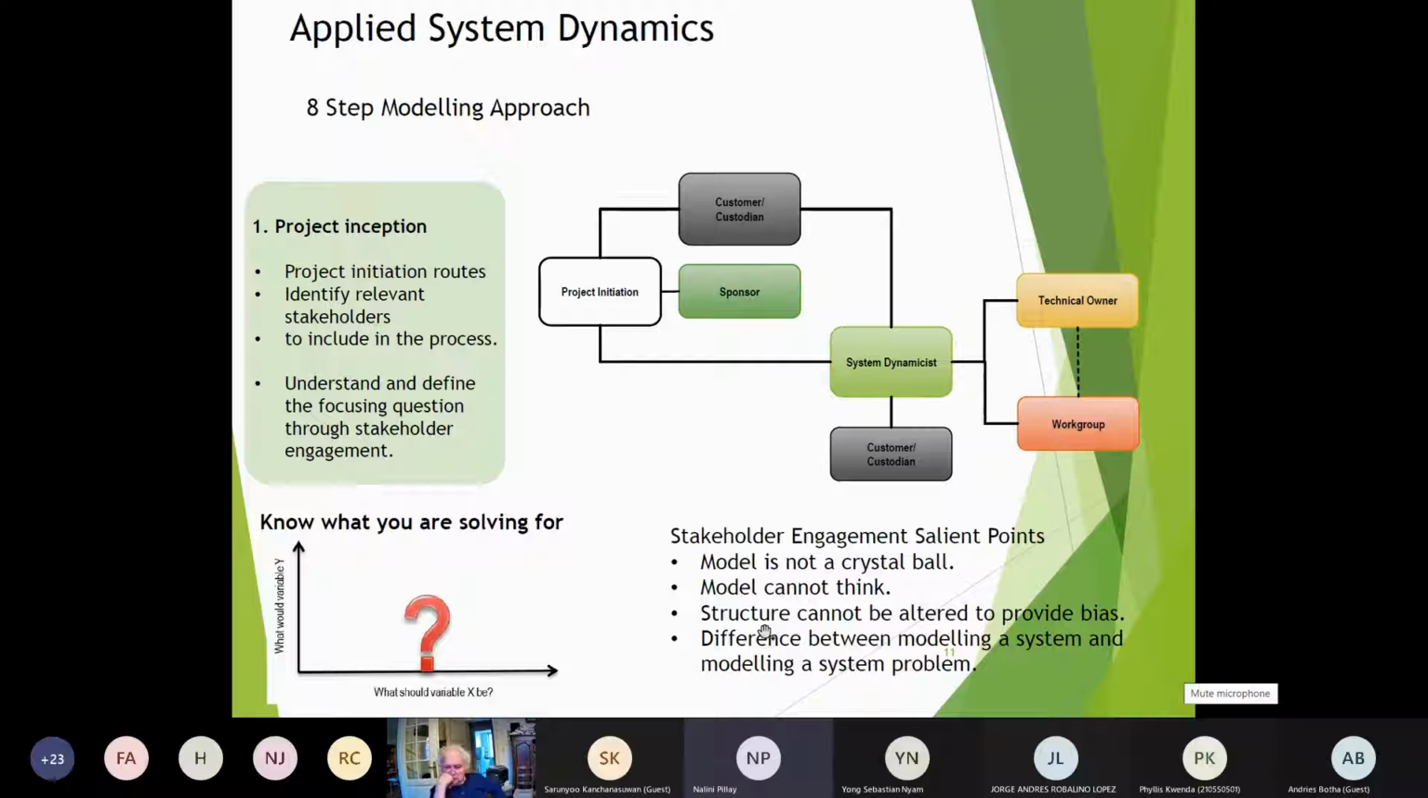The third thing is that the structure can't be altered to provide bias for a predetermined result or an output. So you can't say, hold on, let me actually just develop this model to prove a theory that I have, or to justify a certain decision for getting money approved for a project to happen. So you can't actually then do that. And then we also emphasize the difference between modeling a system and modeling a system problem. Because if you model a system, you're modeling a piece of string. Quite honestly, you are modeling a piece of string. There's no definite boundaries, and you could go on forever. But if you're modeling a particular system problem, you can identify your system boundary and your variables.